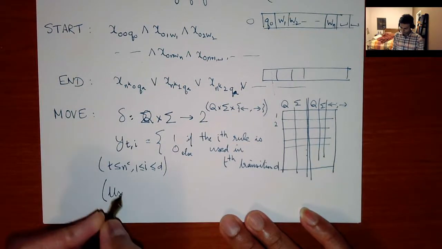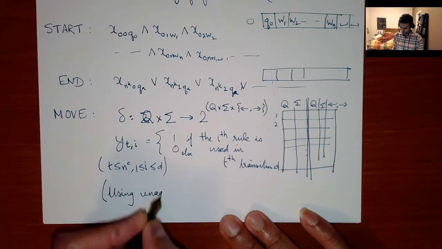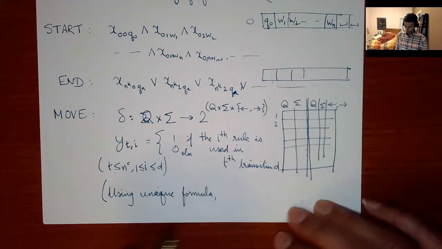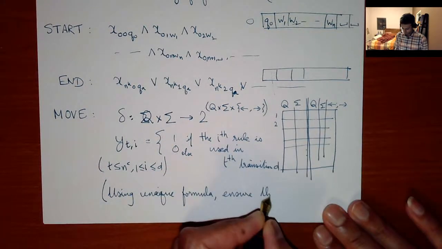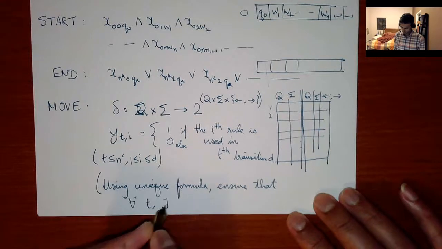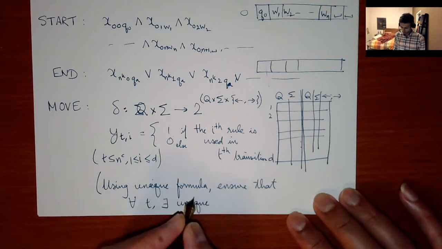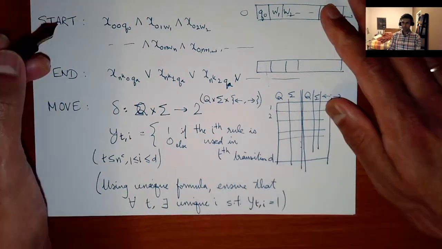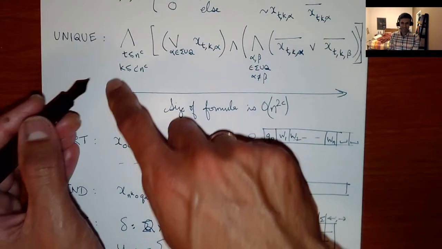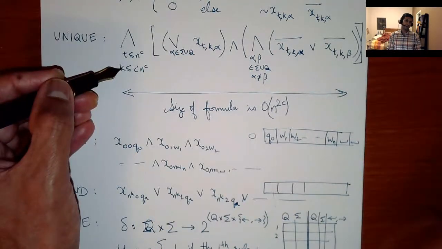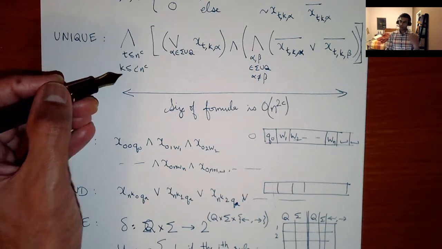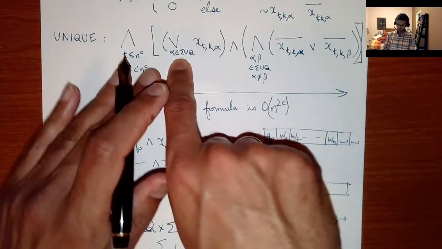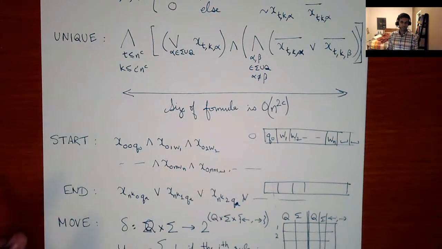So now what we can do is we can ensure, using the unique formula, that for all t there exists a unique i such that y t i is equal to 1. Right? I could just repeat whatever ideas I did over here. Basically write the same thing, except instead of k here I just put an i. Everything else is the same, I just remove the k. So for all time steps there has to be some transition rule that is chosen.